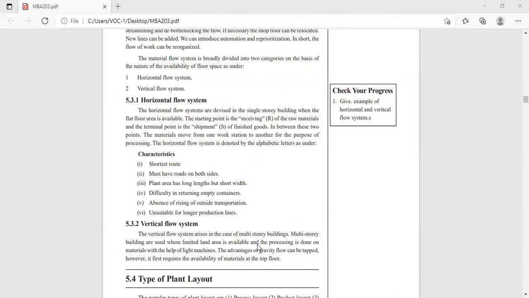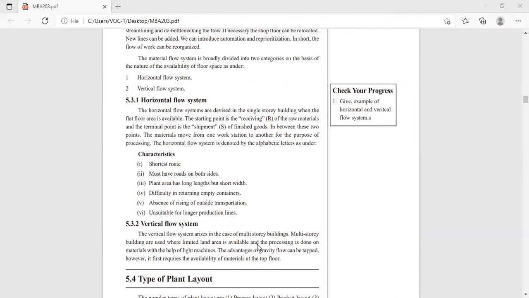There are different characteristics of the horizontal flow system, like shortest route, must have roads on both sides of the plant area, difficulty in returning empty containers, unsuitable for longer production lines. Okay. So next is vertical flow system.